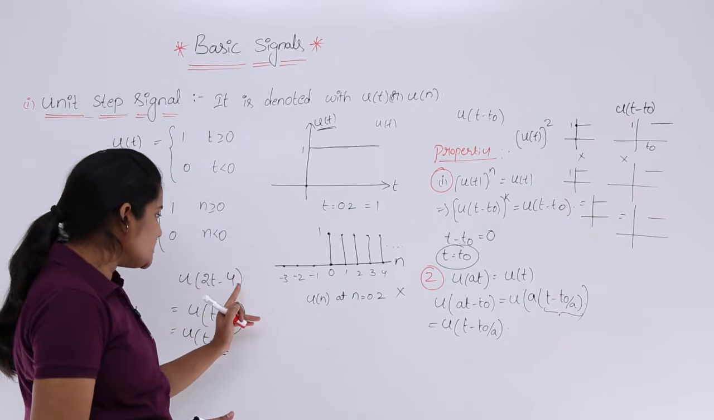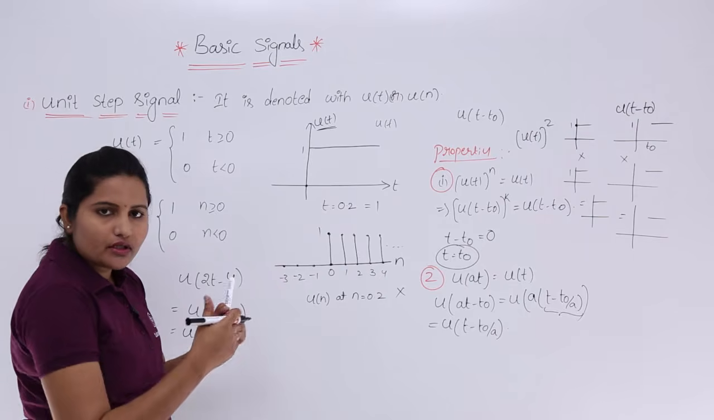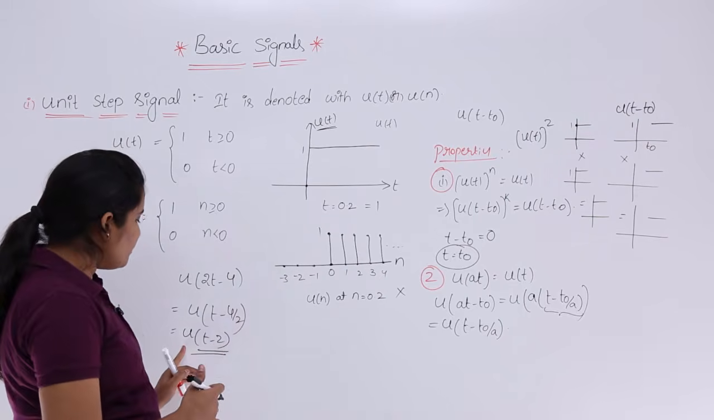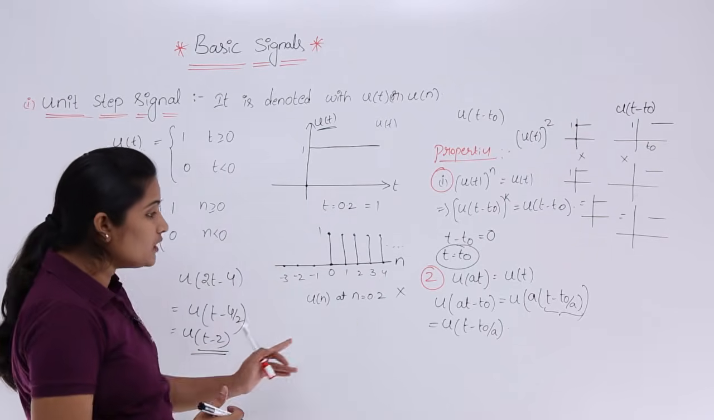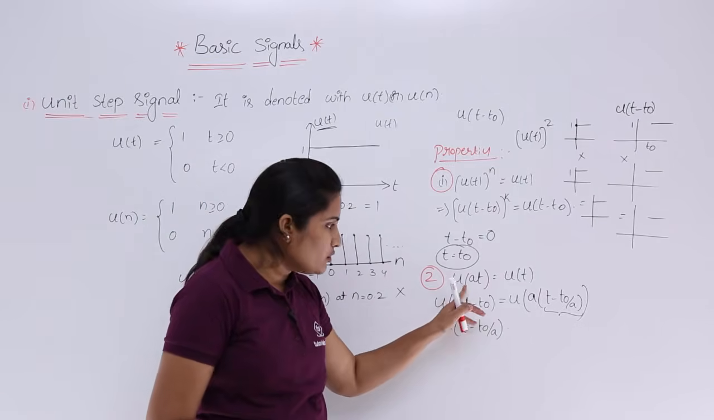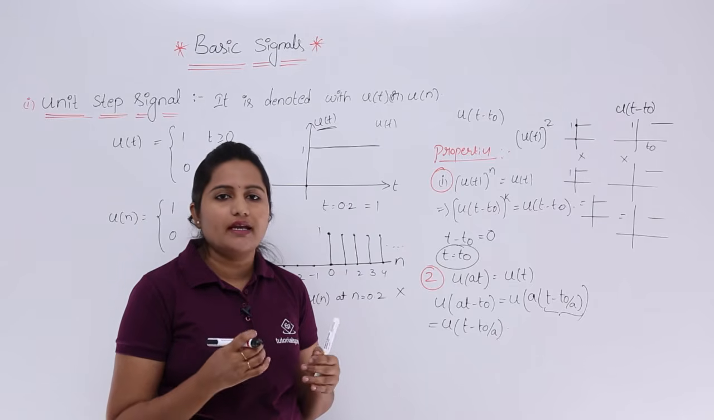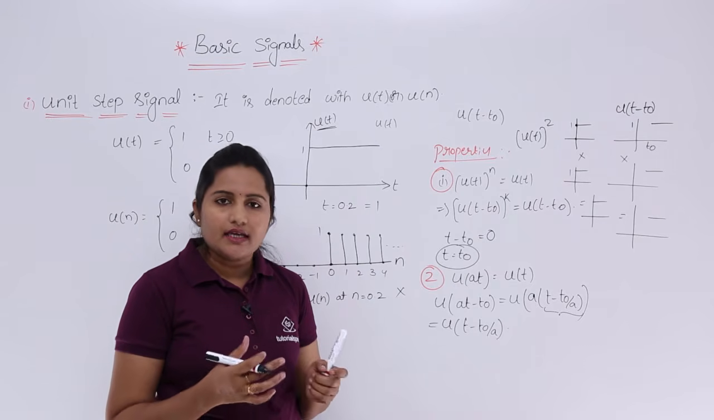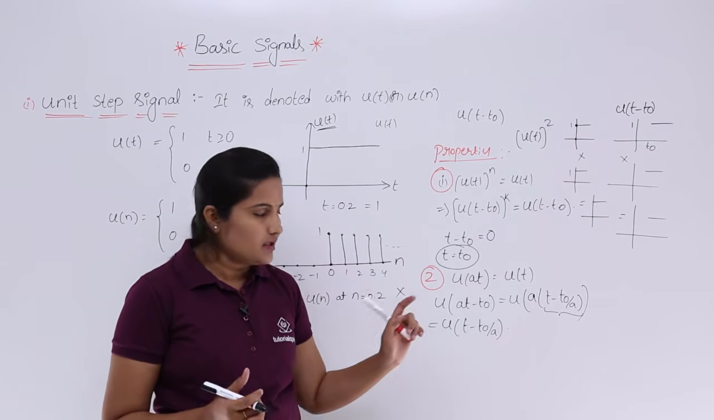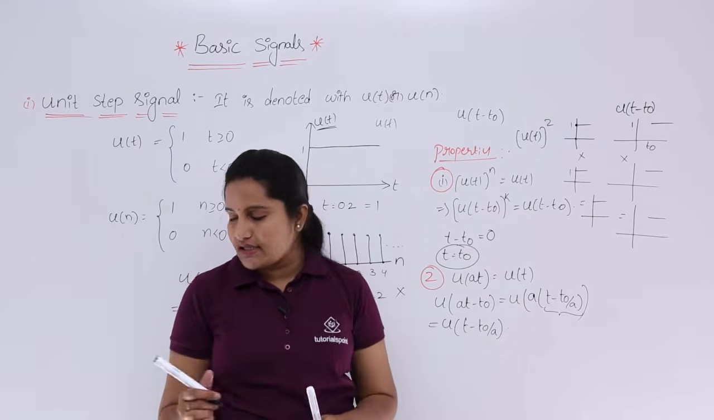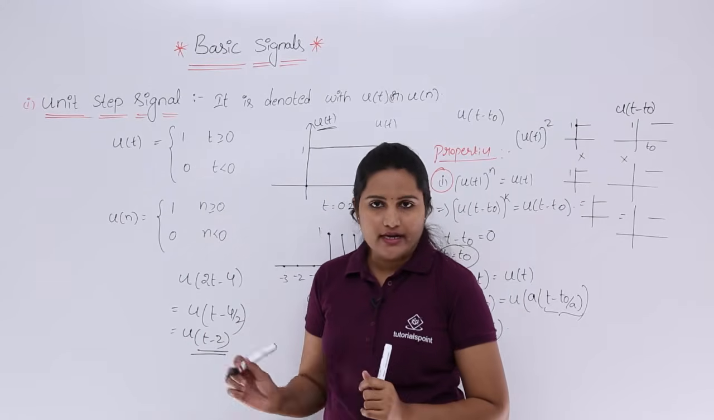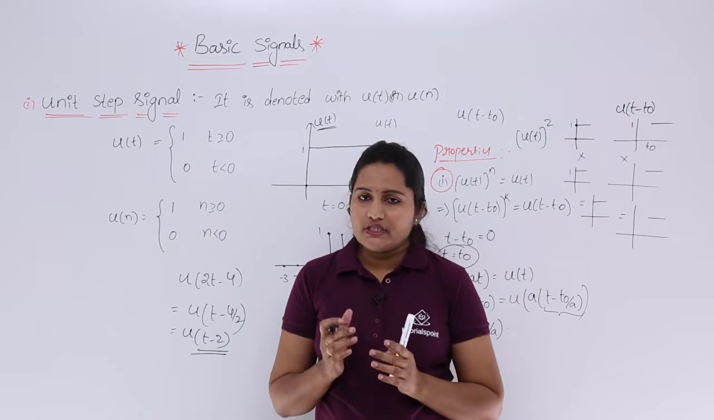u of 2t minus 4 is equivalent to u of t minus 2. So in the options below you need to select u of t minus 2. This is based on this property. If you don't know that time scaling is not applicable for the unit step function, then you can't trace this answer. By knowing this property you can easily trace the right option. So this is about the unit step signal.